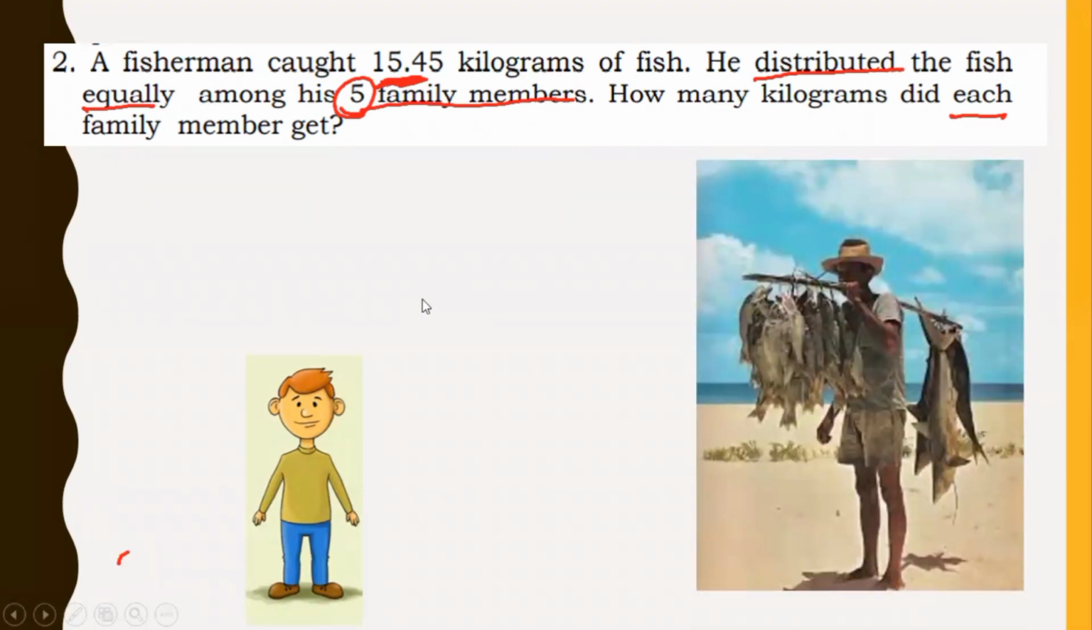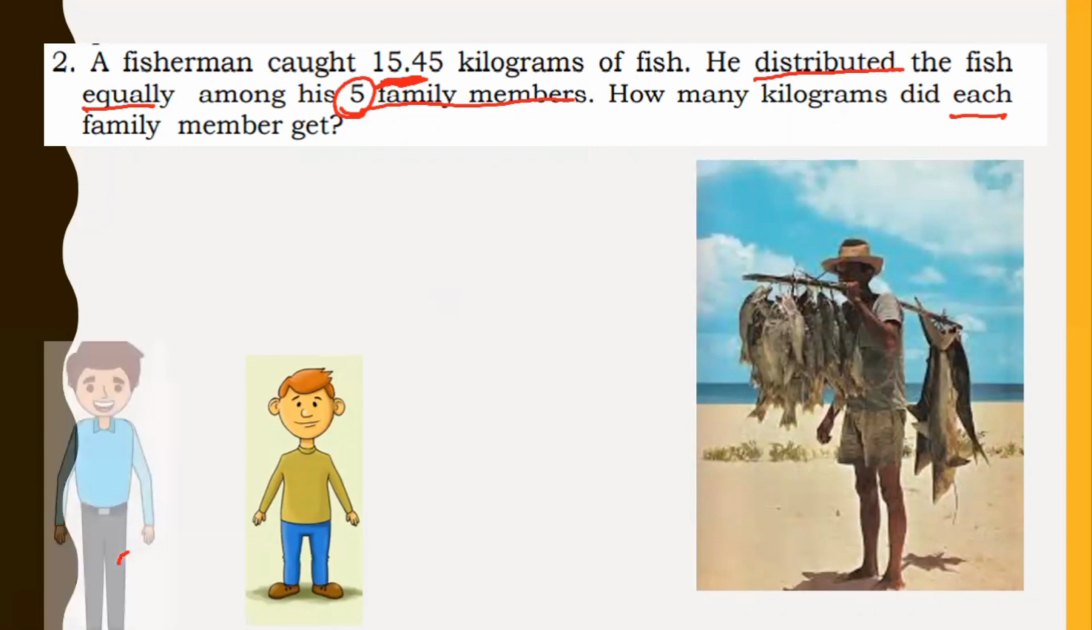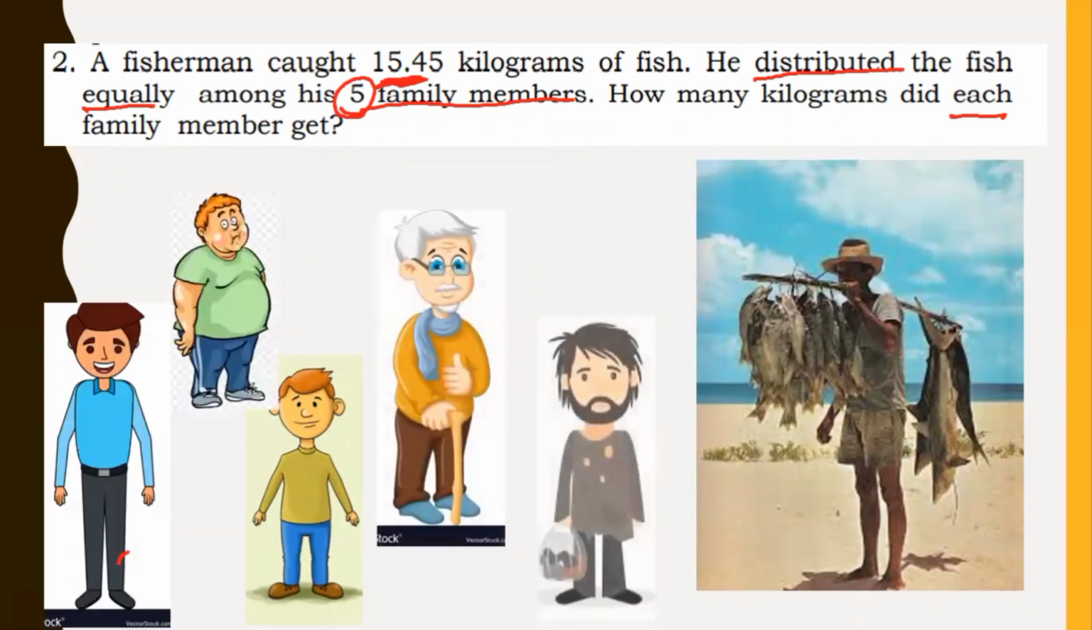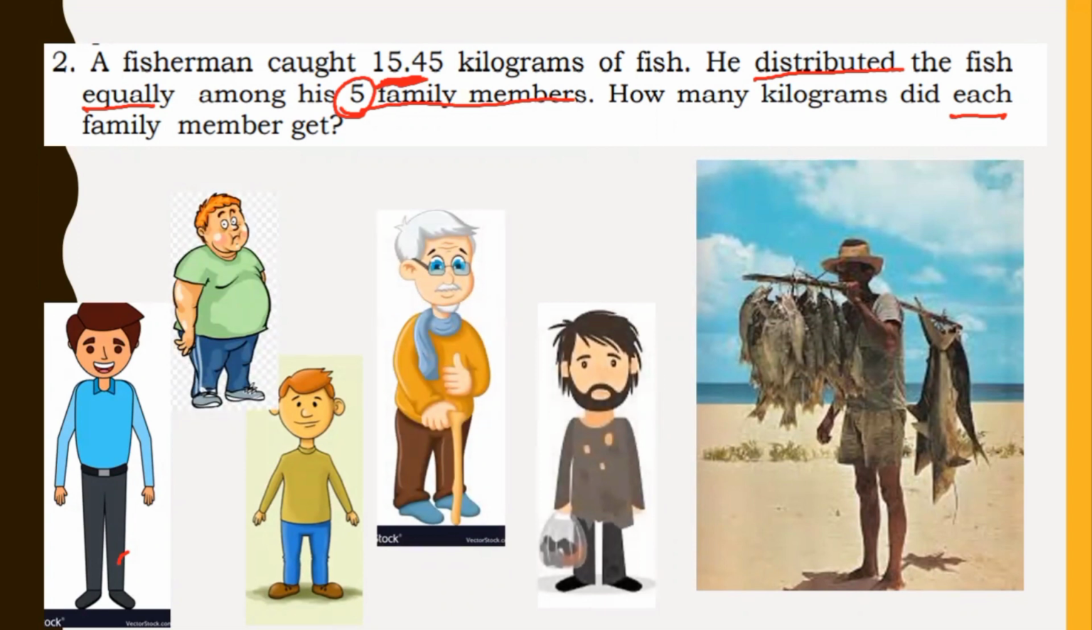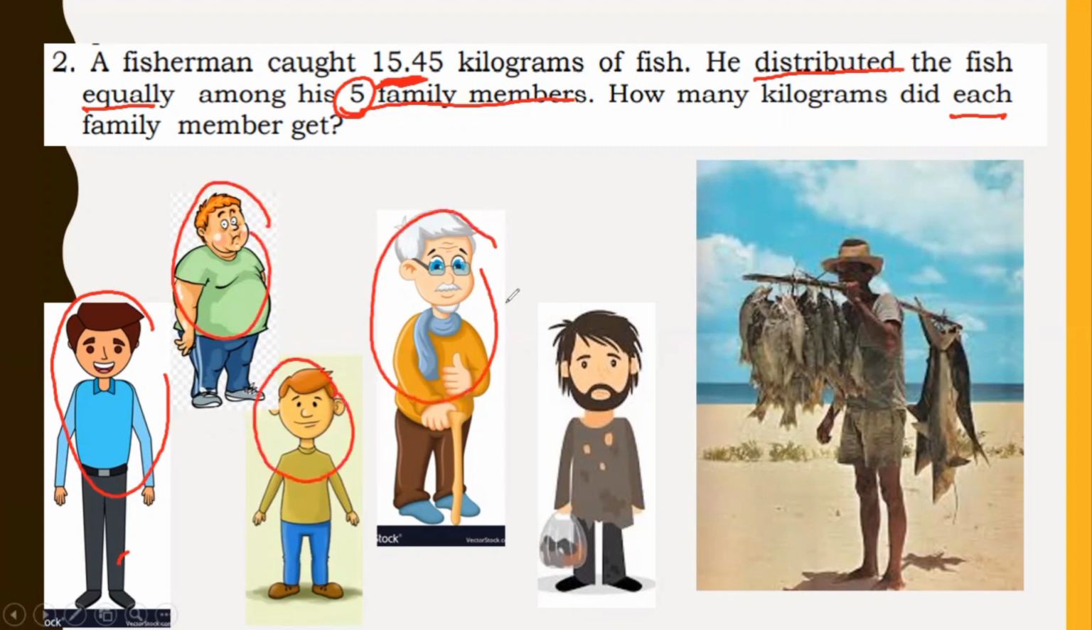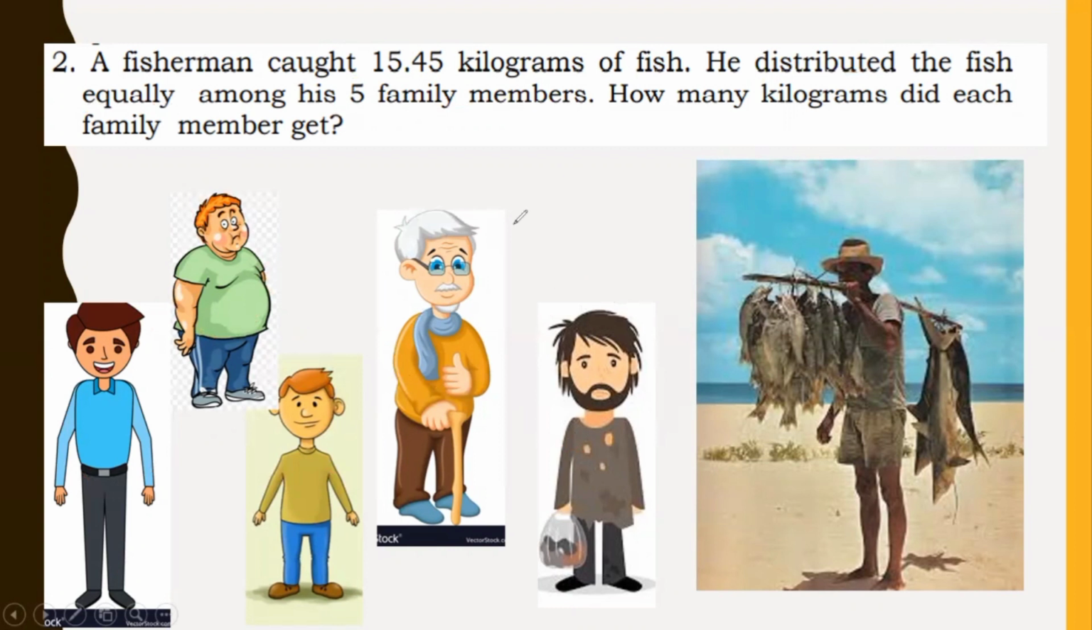So, here in our illustration, kunwari, ito yung kanyang nahuli. And then, he has 5 family members. Sa kanila niya i-divide yung kanyang nahuling isda. So, ang tinatanong, how many kilograms did each of them will receive or will get? Ilan ang makukuha nito ng bawat isa sa kanila? Equally. Now, let's proceed to the next problem.